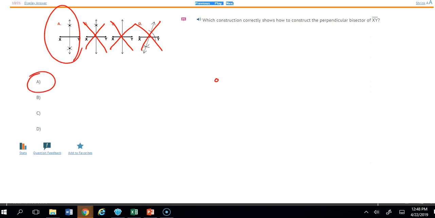Now let me show you how we would have done this. Here is our line segment. If you recall, we would put our compass on this first point X here, and we would then draw an arc up here at the top and an arc down here at the bottom. Without moving the length of our compass, we would put it over on Y, and we would do the same thing over here and create another mark like that. Then we would draw a straight line.